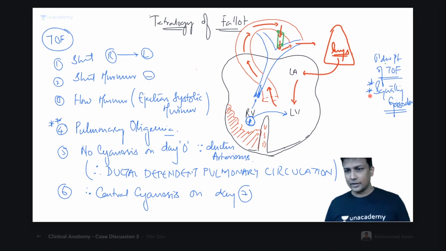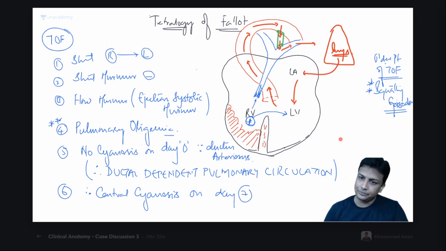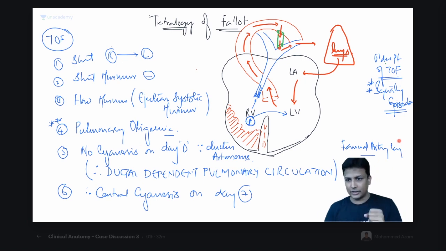Now, the TET spell is a different thing, but I'm telling you this one as a different thing right now. In older patients of tetralogy of Fallot, there'll be squatting. Sir, how does squatting help? Remember, whenever the patient is trying to squat, what will happen? The femoral arteries will be compressed. When the person is trying to squat, the femoral artery will be compressed. Because of this compression, what is going to happen?